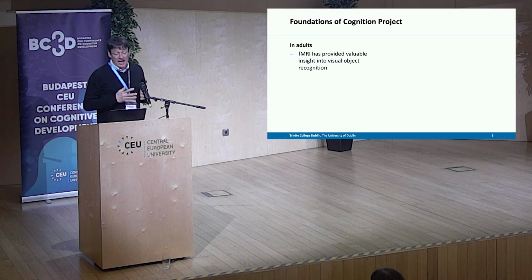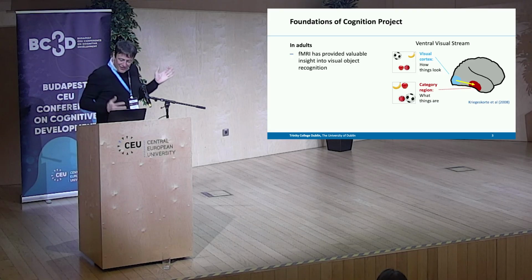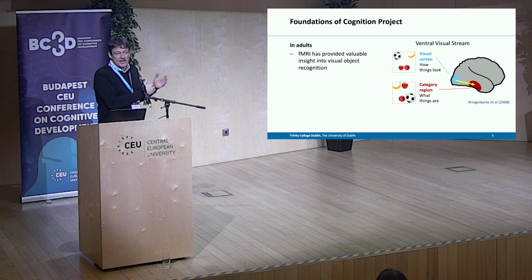In adults, neuroscience and fMRI in particular has provided many insights into the processes of visual object recognition. And we know that the ventral stream of the brain down here has this transformation from more perceptual representations in the visual cortex, so things that look more similar have more similar patterns of activity, through to categorical type representations in the more anterior regions, where it's what things are, what category they're from, that best predicts the patterns of activity that you get.